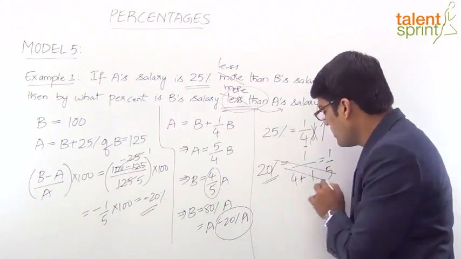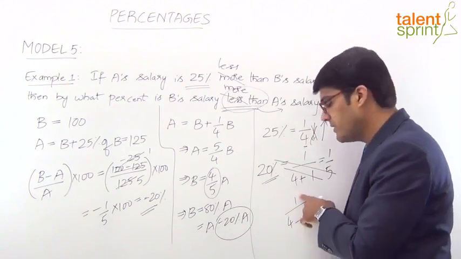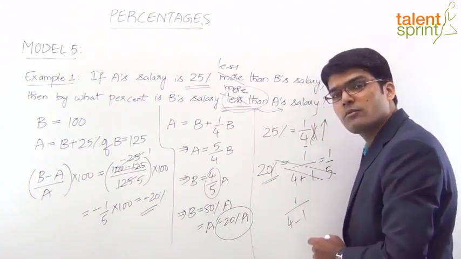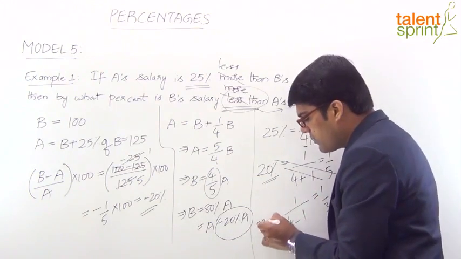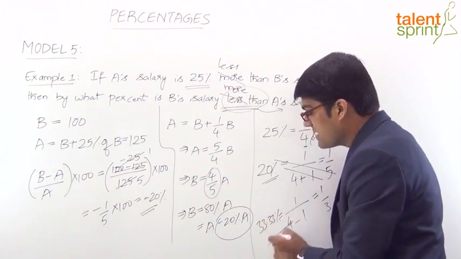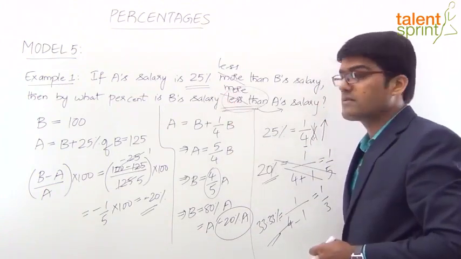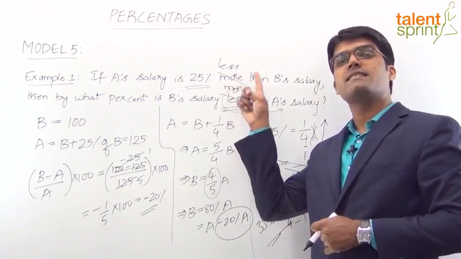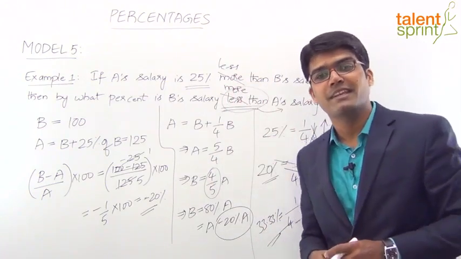So 1 by 4 will become 1 by 4 minus something. What is that something? The value given in the numerator. 1 by 4 will become 1 by 4 minus 1. 1 by 4 minus 1 is 1 by 3. 1 by 3 is what percentage? 33.33%. So your answer for the second question should be 33.33%, which means if A is 25% less than B, then B will be 33.33% more than A.